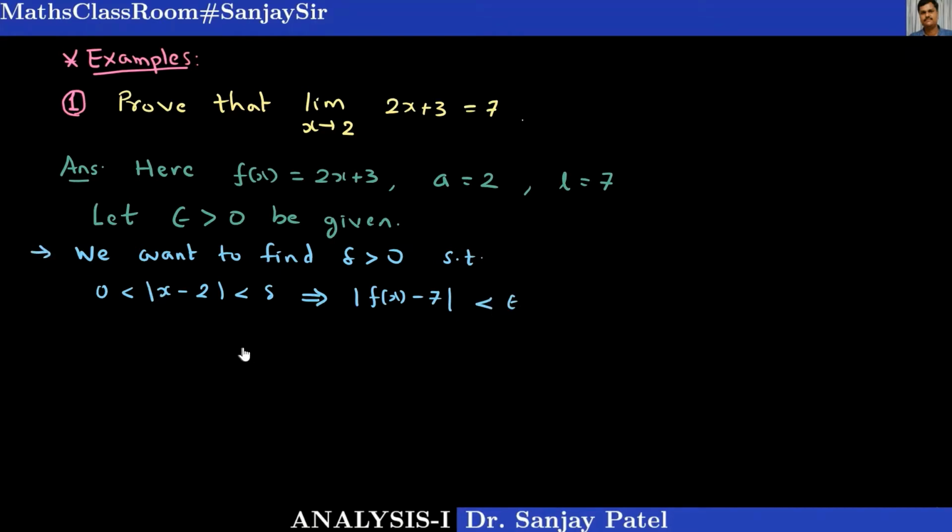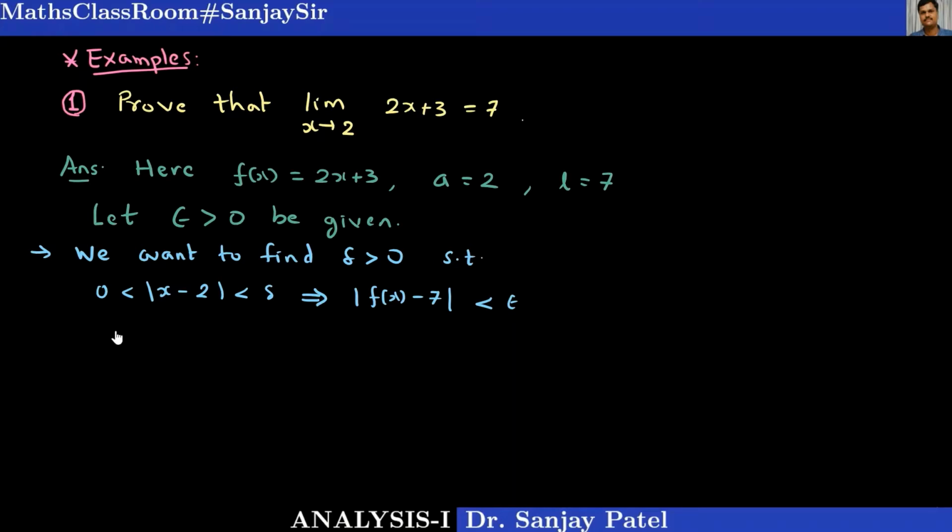So you must concentrate on this expression f(x) - 7 and try to make it less than epsilon whenever this condition is satisfied for some value of delta. So what should be the delta, so that whenever you take any x which satisfies this condition, then the distance between f(x) and 7 is less than any given epsilon. That epsilon is given by a third person, anybody else.